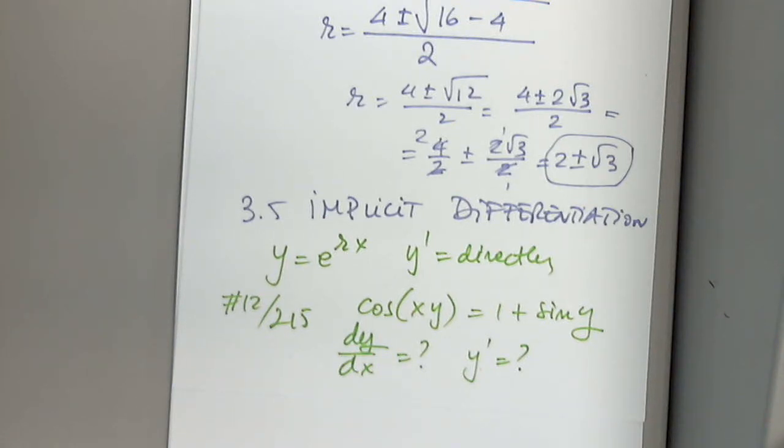So we can still find an expression for the derivative. How? Implicitly, not directly. We're not given the function. No one can solve for the function y. But we can still find the formula for dy over dx implicitly. How do we do this?